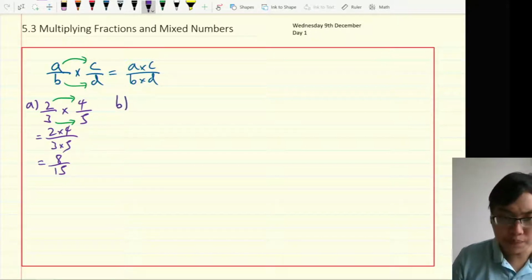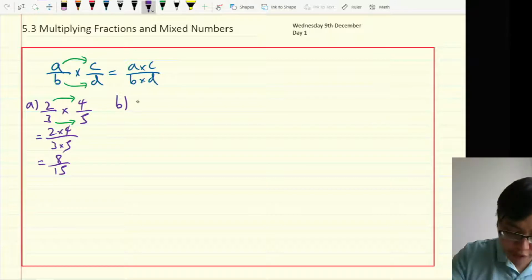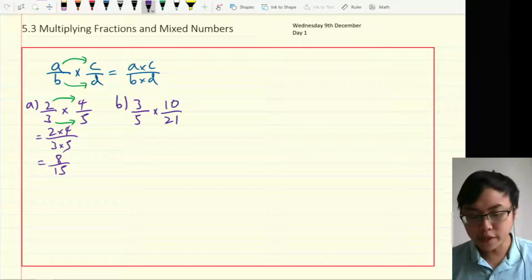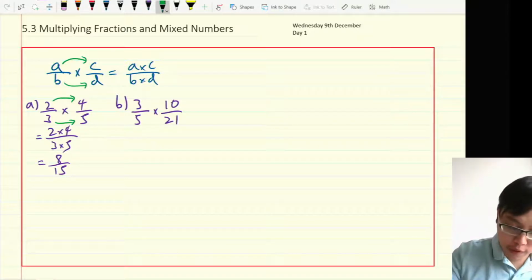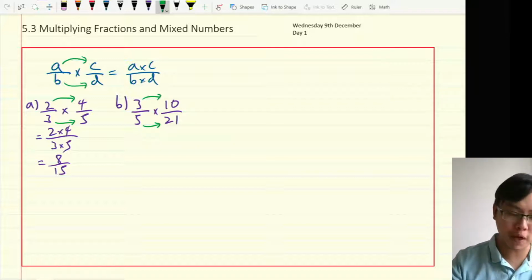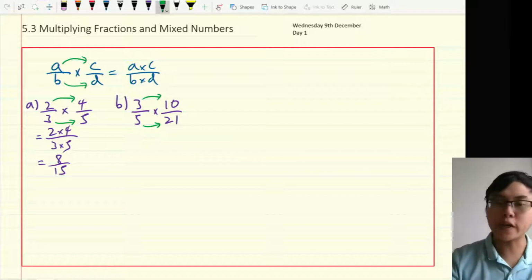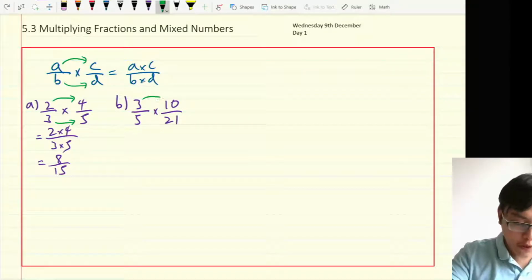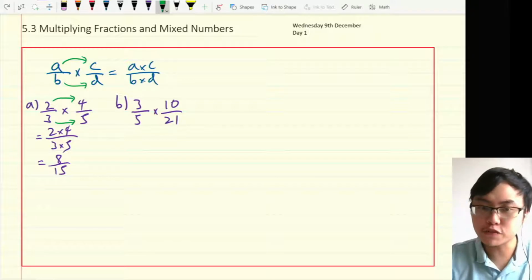Next example, we have 3 over 5, and we want to multiply it by 10 over 21. Now, you could go ahead and do top times top, bottom times bottom. So you have 30 at the top and 105 at the bottom. And then you will realize, oh, okay, I have to simplify. But before you do that, why don't we look at whether we can simplify these fractions first?